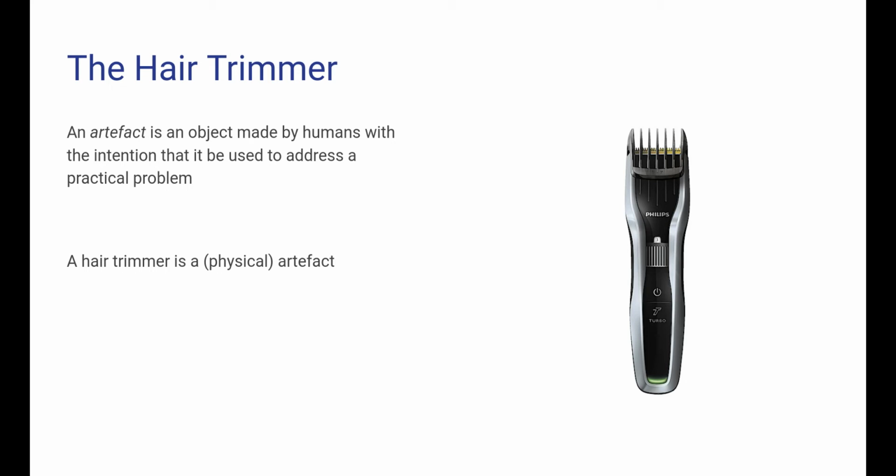Here is again the definition of artifact. An artifact is an object made by humans with the intention that it be used to address a practical problem. And in order to investigate and analyze this notion of an artifact, we will make use of a hair trimmer as an example. A hair trimmer is an ordinary physical artifact.